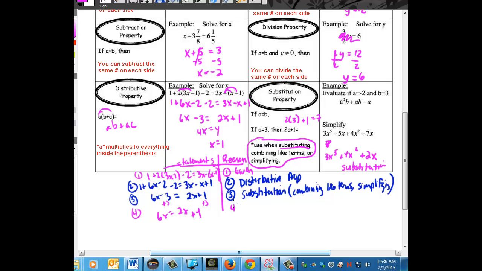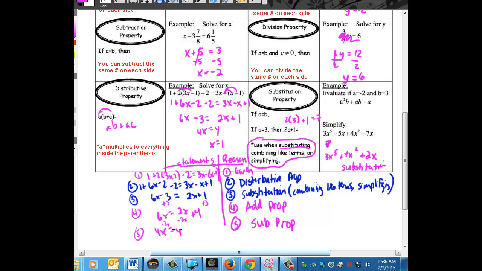Now, what allowed me to add 3 on each side? Well, that's the addition property. I'll just put add property. Alright, then let's minus 2x on each side. And so when I minus 2x on each side, statement 5 is going to read 4x is equal to 4. And what allowed me to do that? Well, the subtraction property or sub property.